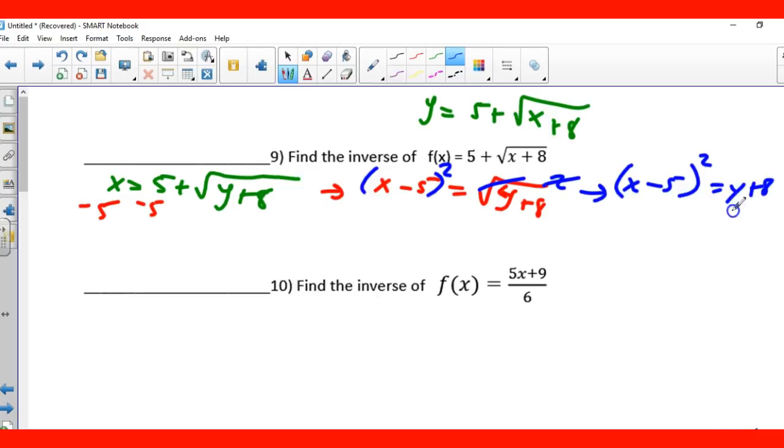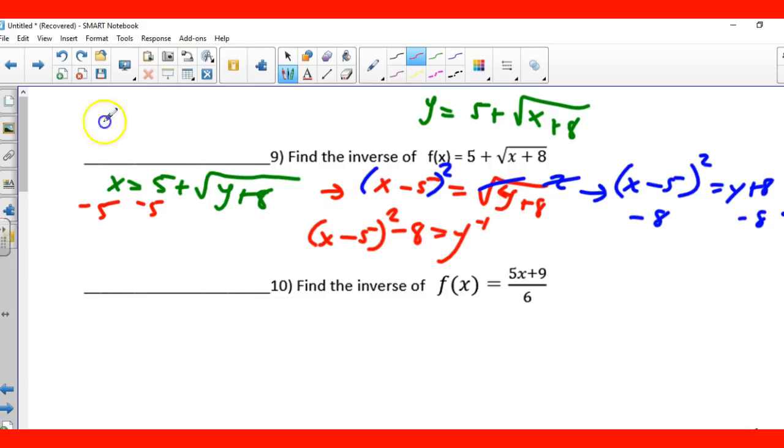Now from there, there's only one more step to isolate that y, and that's to move this 8. So I'm going to do the addition inverse property, which means I can subtract 8 on both sides. So what I end up with, final answer, is x minus 5 squared minus 8 equals y. And right there, guys, there's my inverse symbol right here.